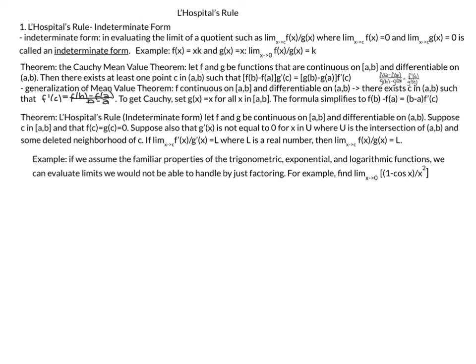Now we can consider trigonometric, exponential, and logarithmic functions with indeterminate forms, and we can evaluate these limits. We wouldn't normally be able to handle them just by factoring. So for example, let's find the limit as x approaches 0 of 1 minus cosine x divided by x squared.